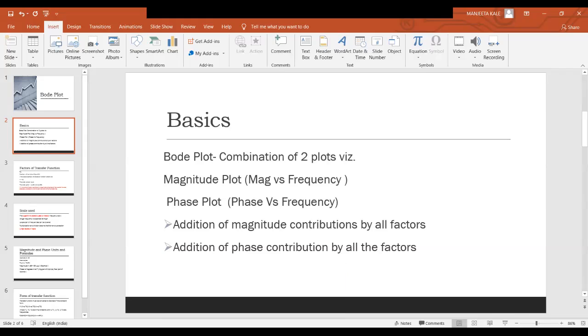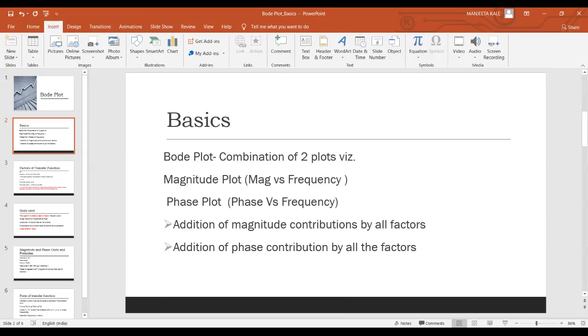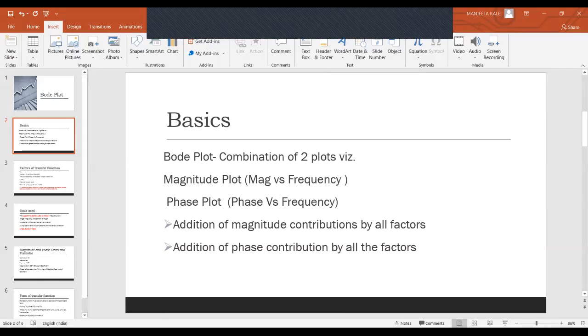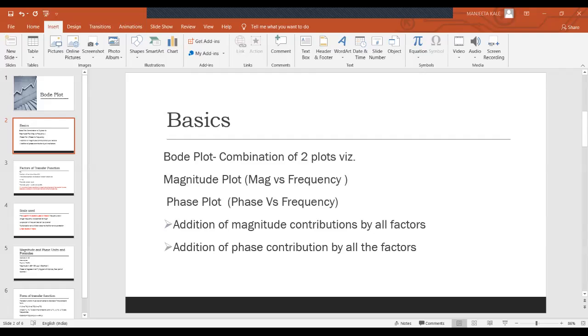Now in this magnitude as well as phase plot, we have a transfer function and we have different factors of the transfer function. We'll see on the next slides. So basically the magnitude plot and phase plot are the addition of magnitude contributions by all the factors and the addition of phase contributions by all the factors. So that makes it the whole Bode plot.